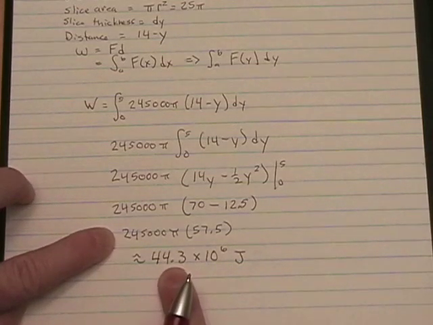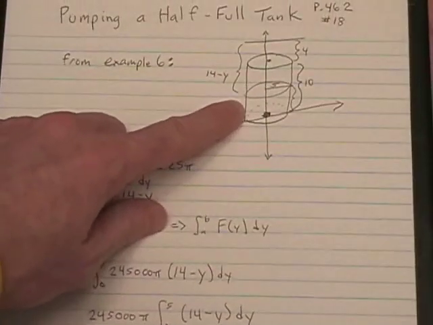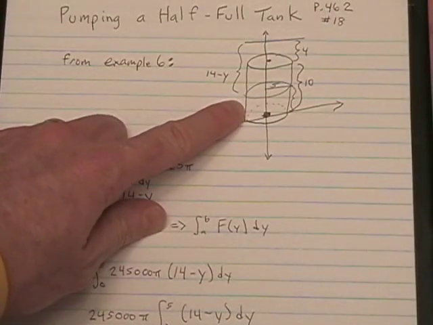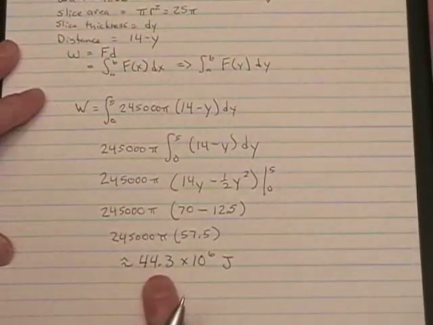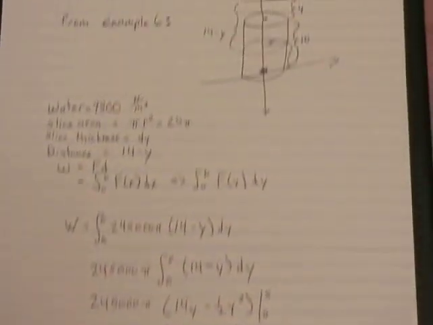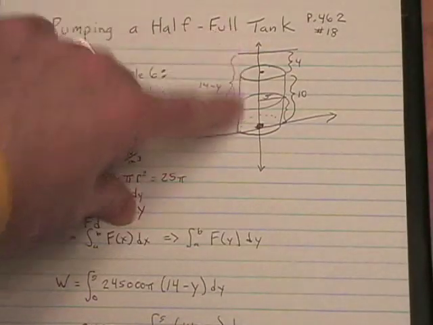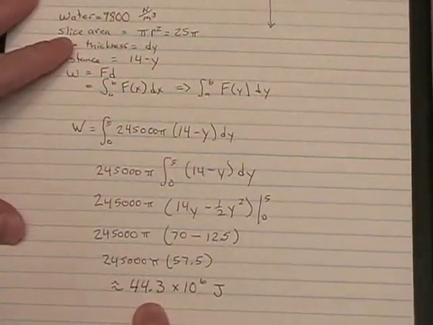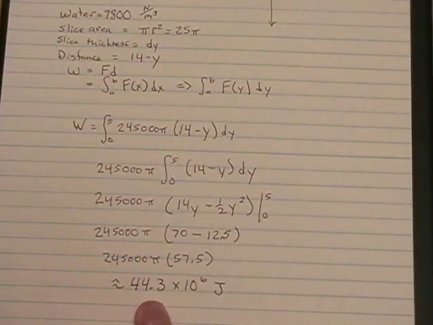One thing to notice is, even though our cylinder is half full, it took more than half the work to pump that bottom half of water up to 14 meters. Hopefully that will make sense, because work is dependent on distance and it has to go farther. The bottom part has to go farther than the top part. So it's not going to be just half. And a lot of people, when they first read that problem, think it's going to be half.